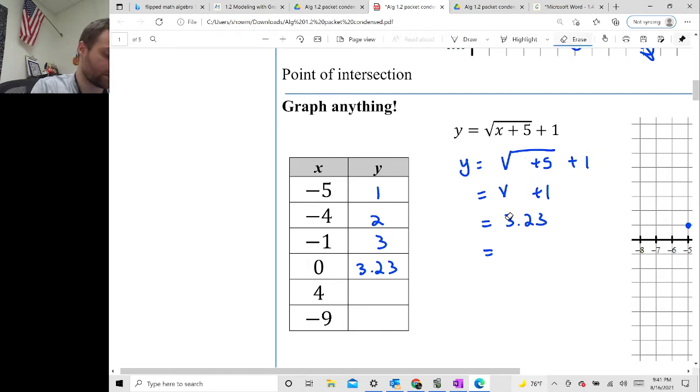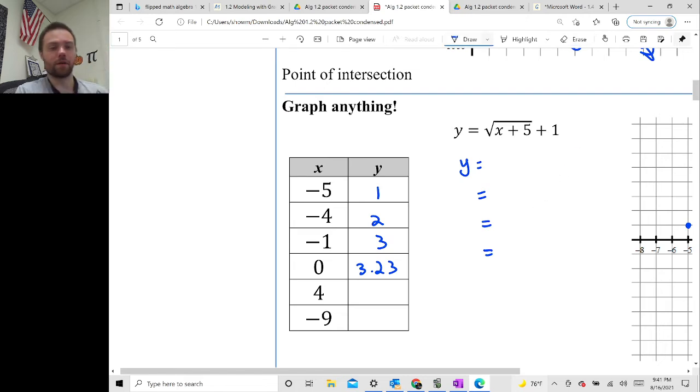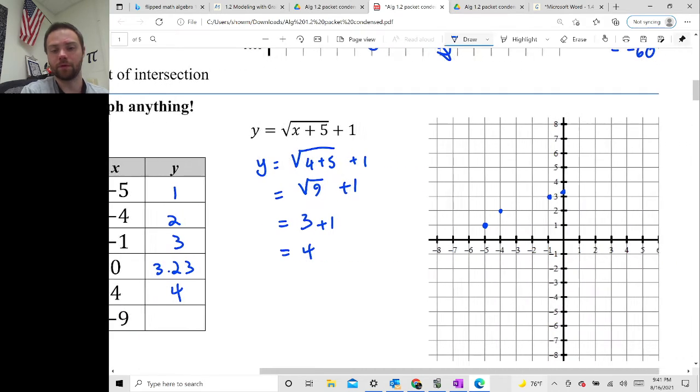So again, we rinse and repeat. I'm going to plug in 4. So I've got the square root of 4 plus 5 plus 1, which is the square root of 9 plus 1. Square root of 9 is 3 plus 1, so 4. So when I plug in 4, I get back 4.